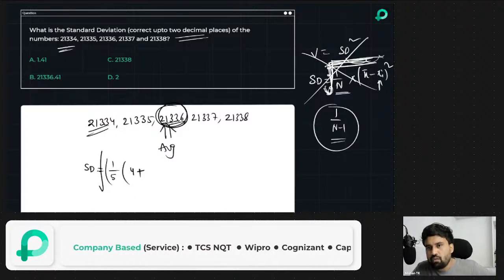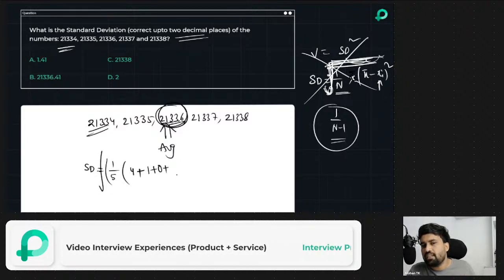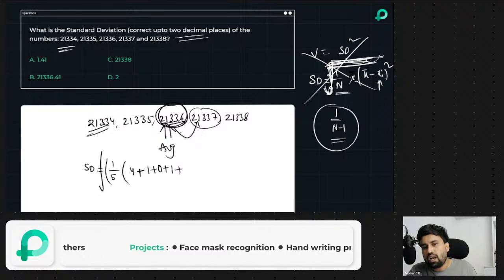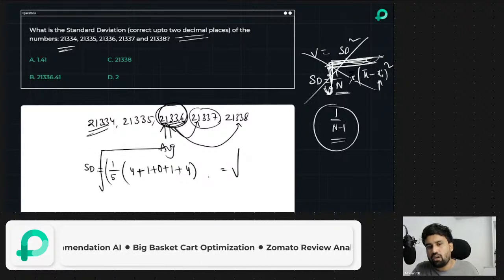And plus, we have to do sigma actually. And next, 21336 and 21335 difference is 1. 1 square is 1. And 21336 and 21336 itself is the difference 0. Whole square will be again 0. And the difference between the average and the next term is 1. 1 square is 1. And the average and the last term difference is 2. 2 square is 4.